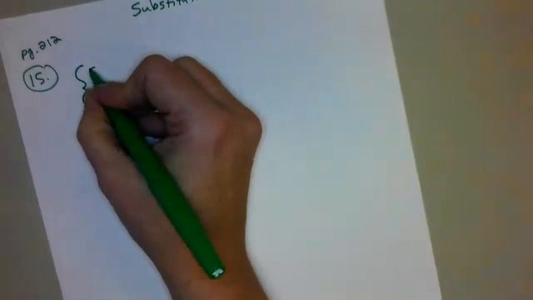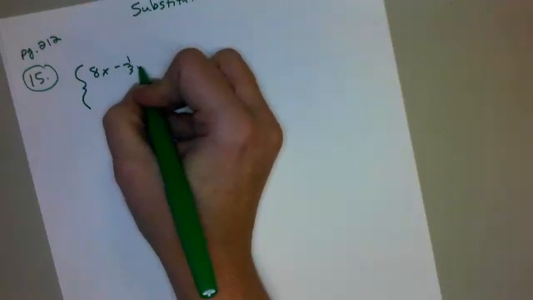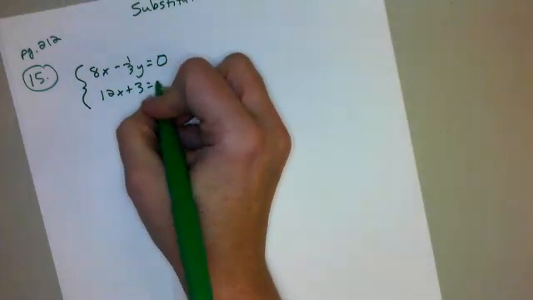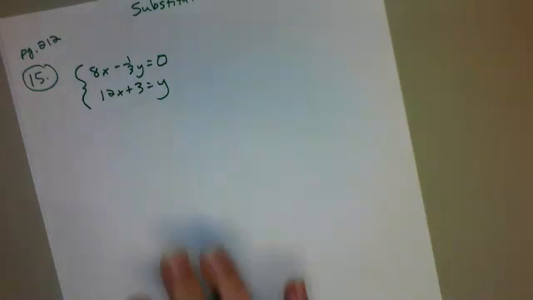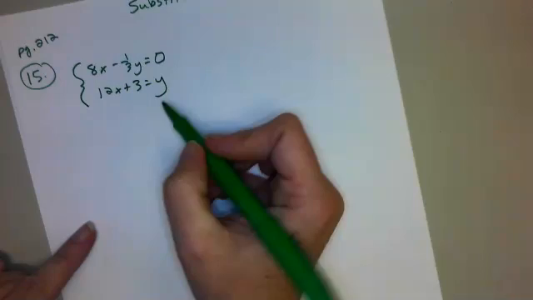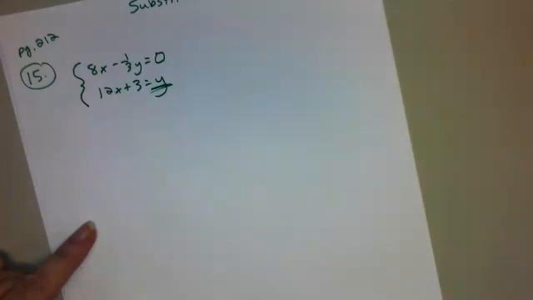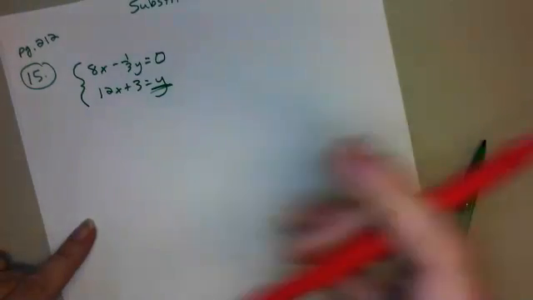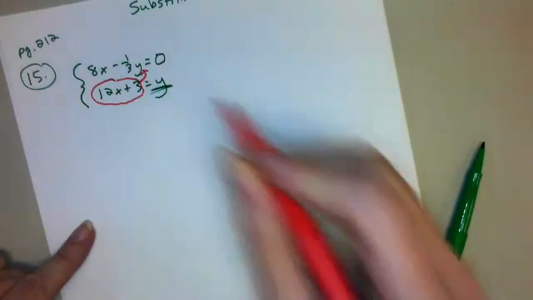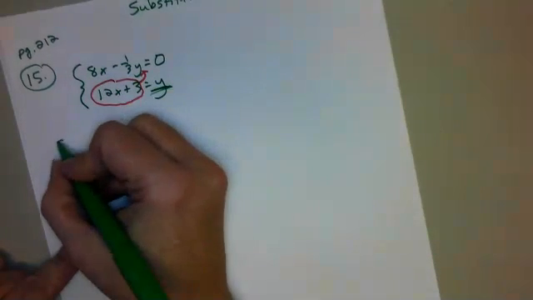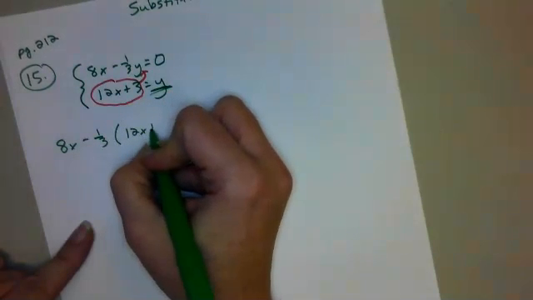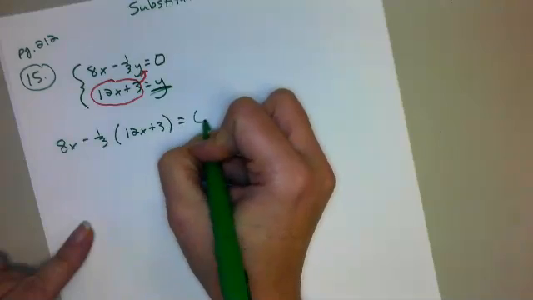We are going to have 8x minus 1/3 y equals 0, and we have 12x plus 3 equals y. Hopefully you recognize in substitution that you want to isolate a variable, and you can see that this variable is already isolated. So we're going to plug in the 12x plus 3 for y. So we've got 8x minus 1/3 times (12x plus 3) equals 0.